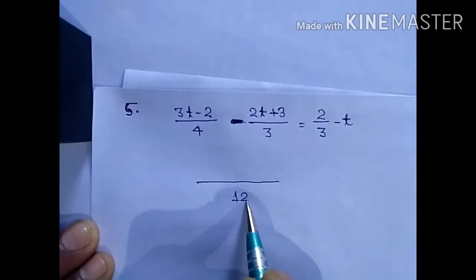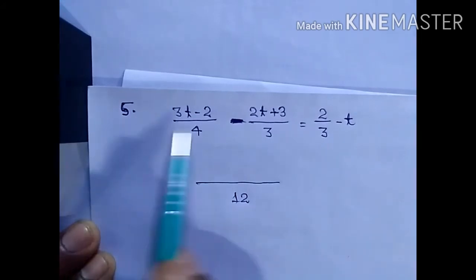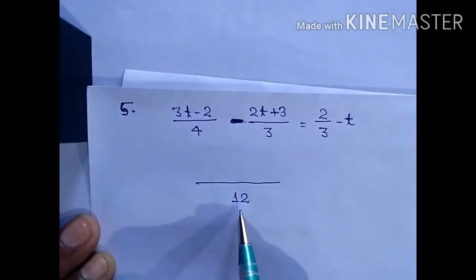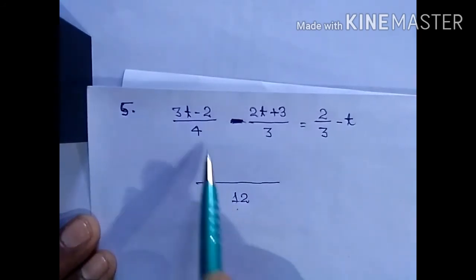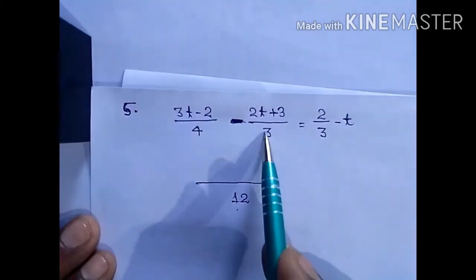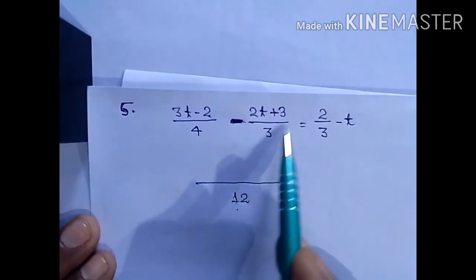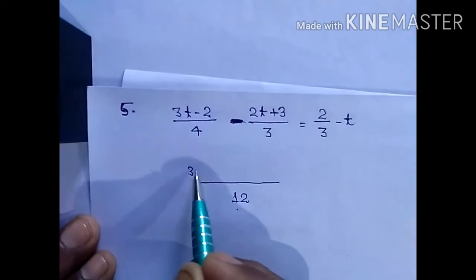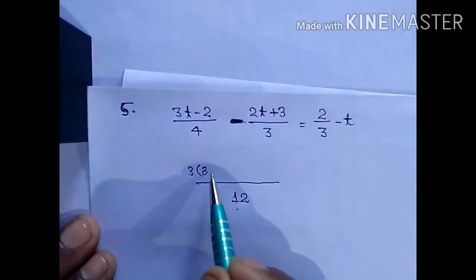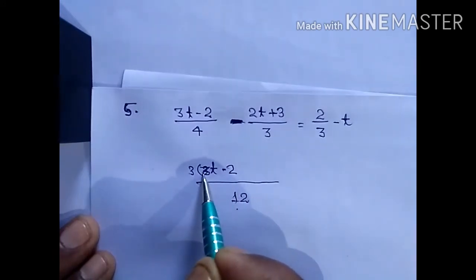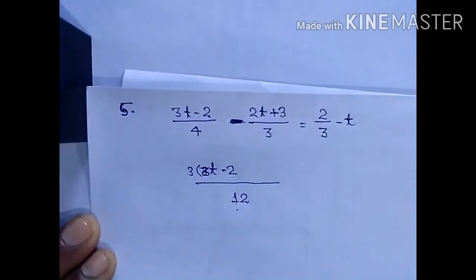So 12 will be the LCM of the denominators of both the numbers, student. After taking the LCM as 12, 4 times 3 is 12, so we have to multiply this part by 3, and 3 times 4 is 12, so we have to multiply this part by 4, student. So it will be 3 into 3t minus 2. This one is 3, student. 3t minus 2.